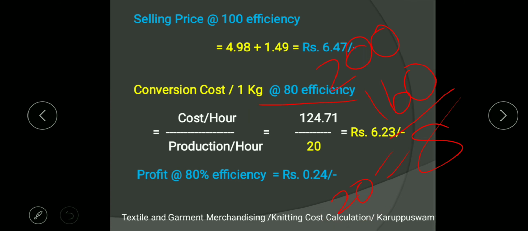Then now the conversion cost will be, of course your cost is not going to change if your efficiency is decreased. That is operating cost. Definitely selling price will change, but operating cost will not change. Whether your machine is producing 25 kg per hour or 20 kg per hour, the cost is not going to change.